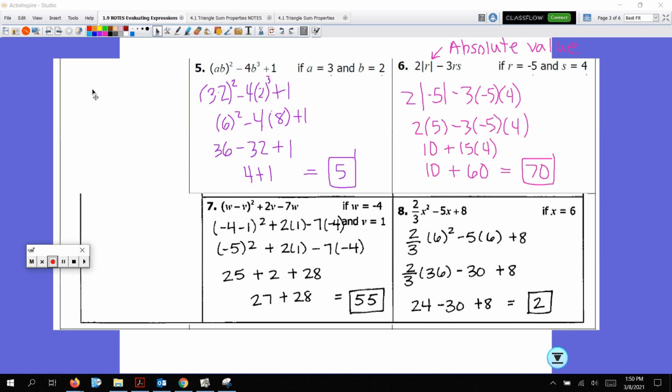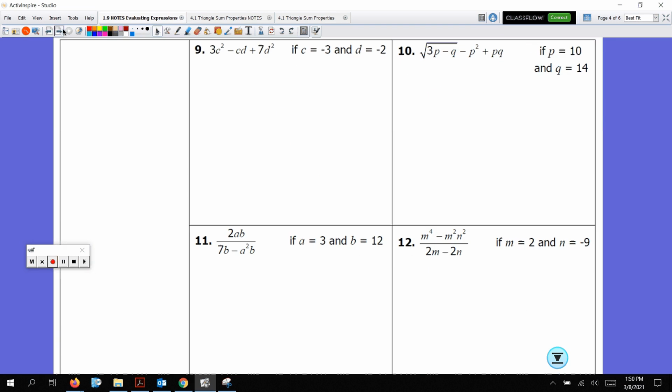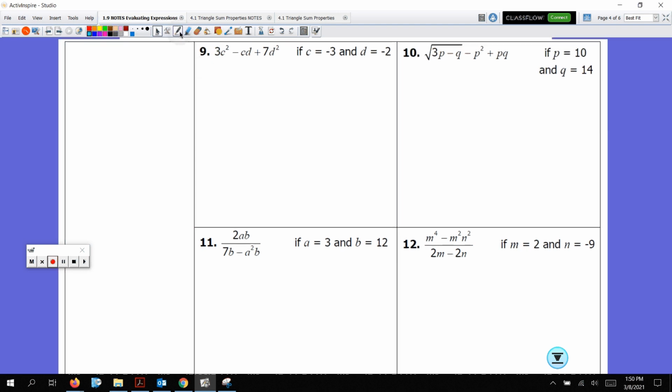All right, let's look at the other side. Let's see what's going on here. Number 9 doesn't look so bad. Let's go ahead and evaluate this expression. First, we're going to plug in our values of C and D. So 3 times negative 3 minus negative 3 times negative 2 plus 7 times negative 2 to the second power.